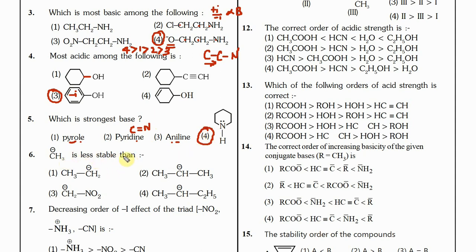CH3 minus is less stable than this one, which has something that withdraws electrons. Correct? So this one is minus I, and these are plus I, plus I, plus I, plus I. So the stability would be 3 greater than 1 greater than 2 greater than 4, because this is a strong plus I.